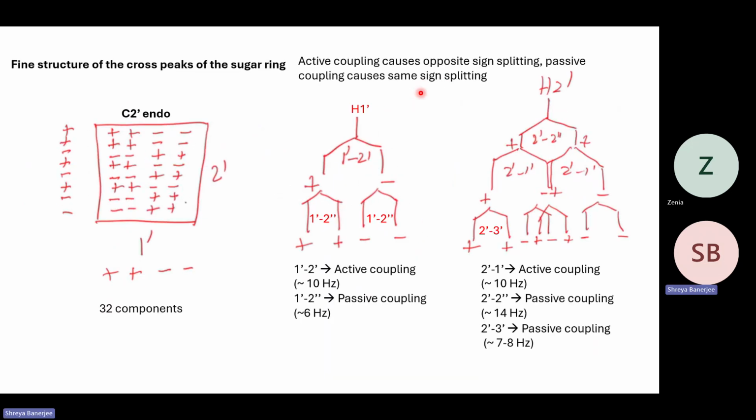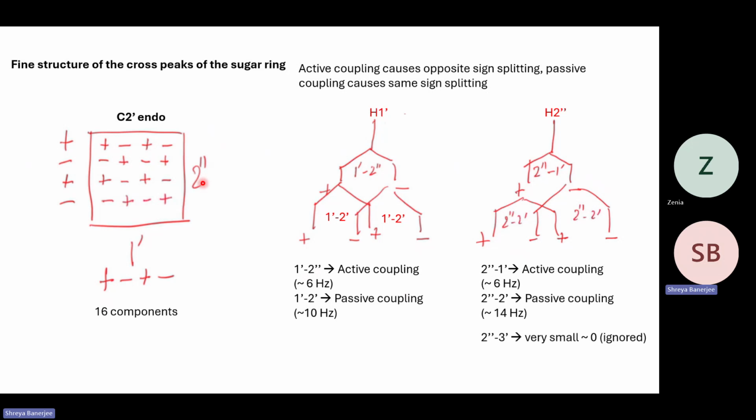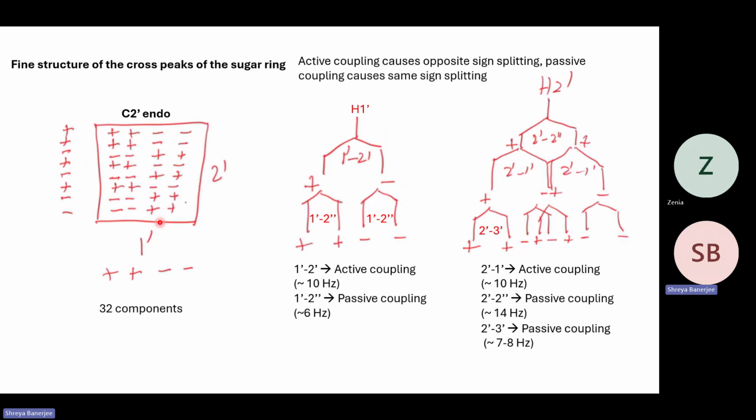Now if we have C2 prime endo itself, but we were looking at 1 prime 2 double prime. Now if we look at 1 prime 2 single prime. So 1 prime is being split by 2 single prime. This is the active coupling, so the signs are different, plus minus. Then 1 prime is again being split by 2 double prime. This is the passive coupling, so plus remains plus, minus remains minus.